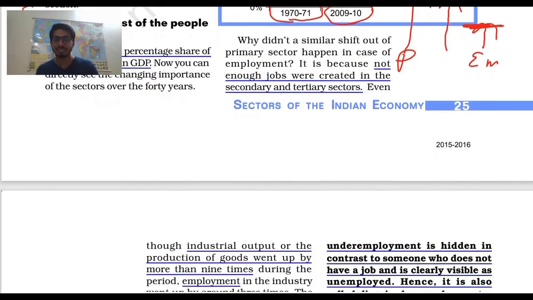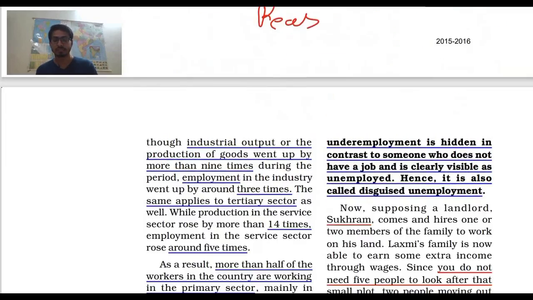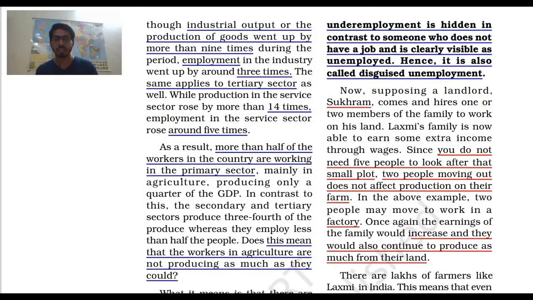So why is this happening? Not enough jobs. So same thing is given here. Not enough jobs were created in the secondary and tertiary sector. So we have to know the reason behind this. So industrial output, or the production of the goods, went up by more than 9 times. Here if you see, the industrial output has increased over the time period.